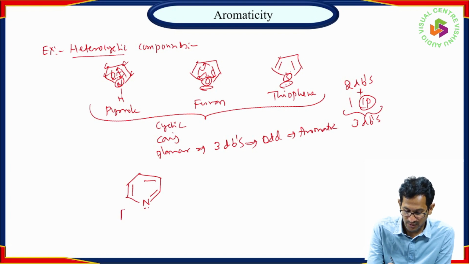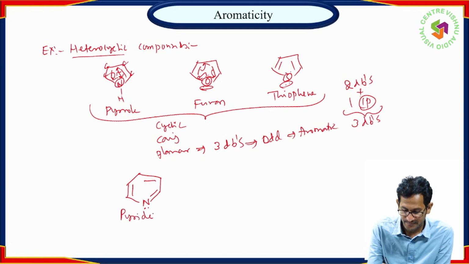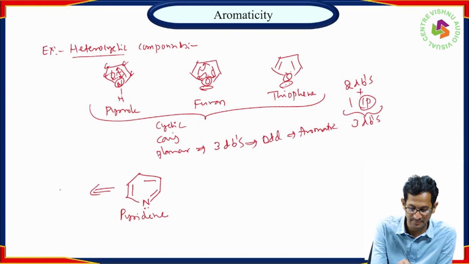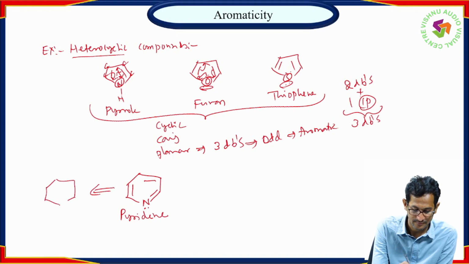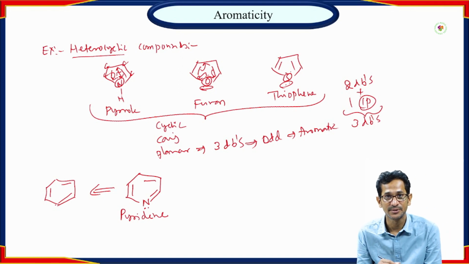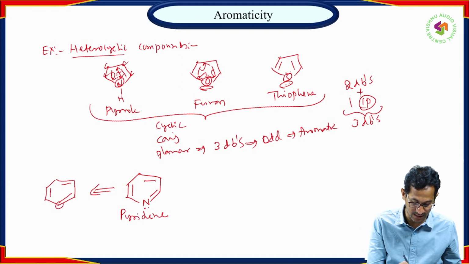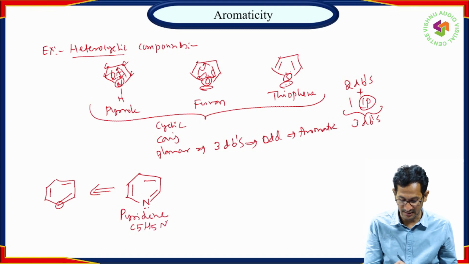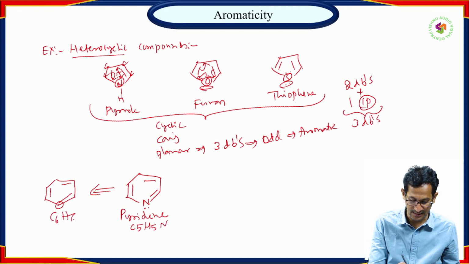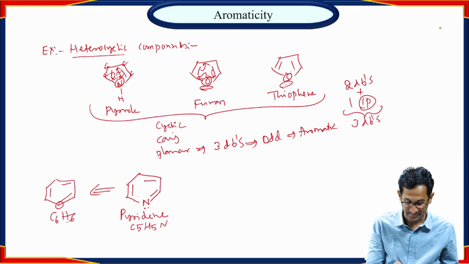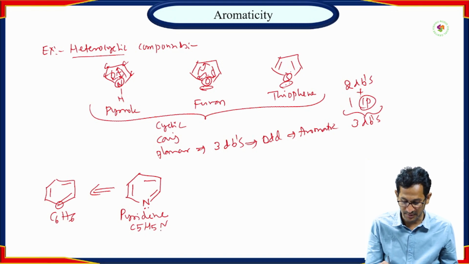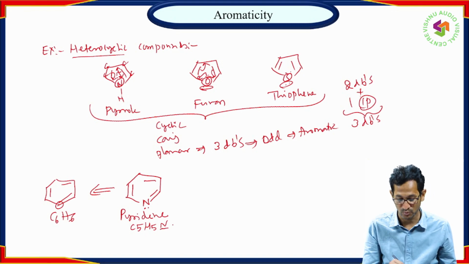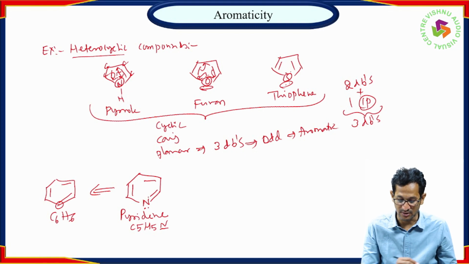The name of the compound is pyridine. It resembles benzene. But in benzene, all the atoms are carbon atoms. Here, instead, it is C5H5N, whereas benzene is C6H6. One carbon is replaced with nitrogen.